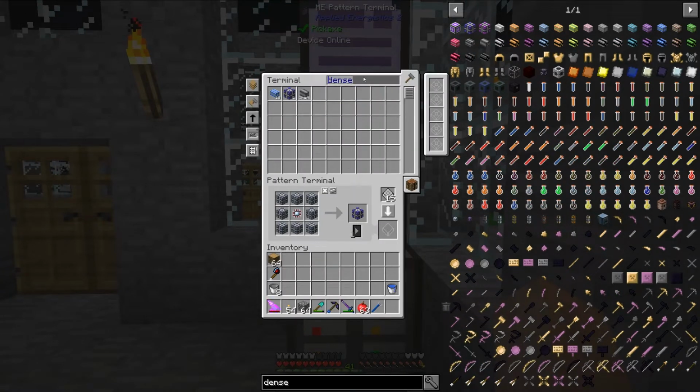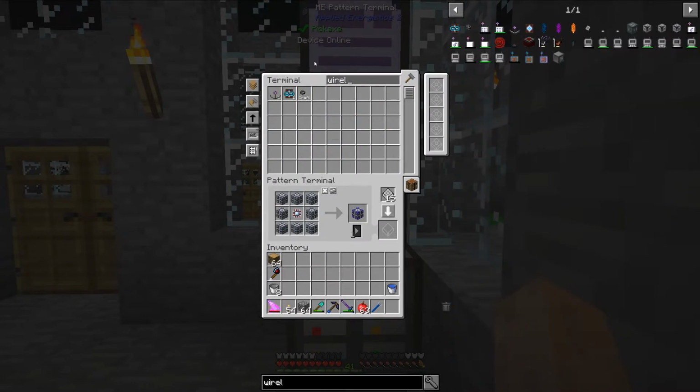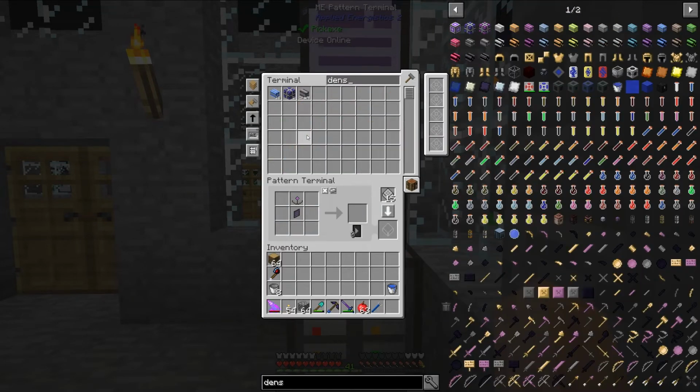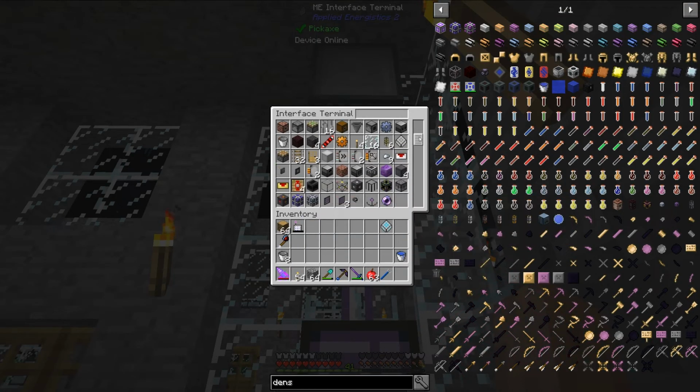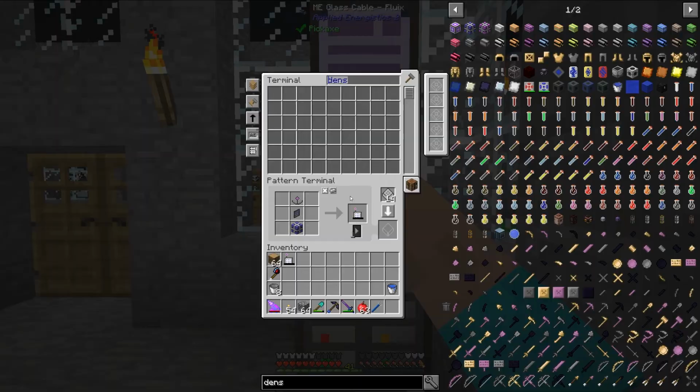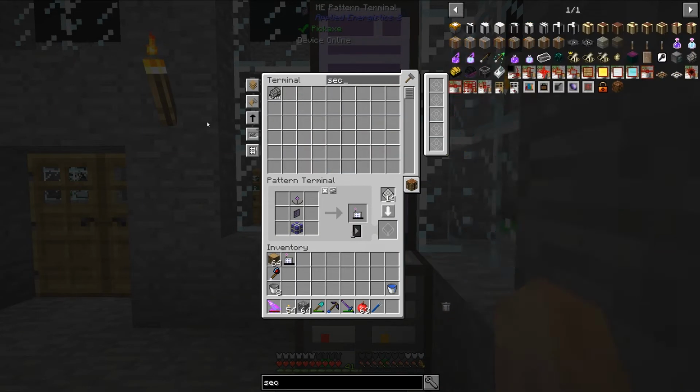There we go. And then I should be able to make the wireless terminal. For whatever reason, sometimes that doesn't like to play nice, but you can click it in there manually and it should work. Let's pull that out. Now I have a wireless terminal. Now to actually get that hooked up to the system, I am going to need a security terminal.